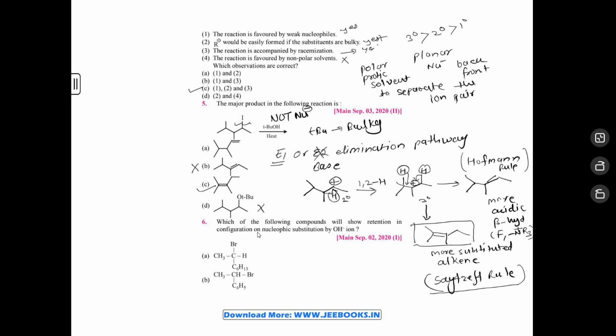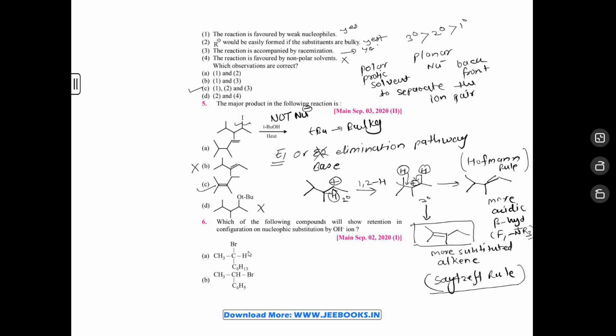Now let's move to question number 6. Which of the following compounds will show retention in configuration on nucleophilic substitution by hydroxide ions? So in the first option, you can see that this is the chiral center, because it is attached to 4 different groups: methyl, this other alkyl group, hydrogen, and bromide.